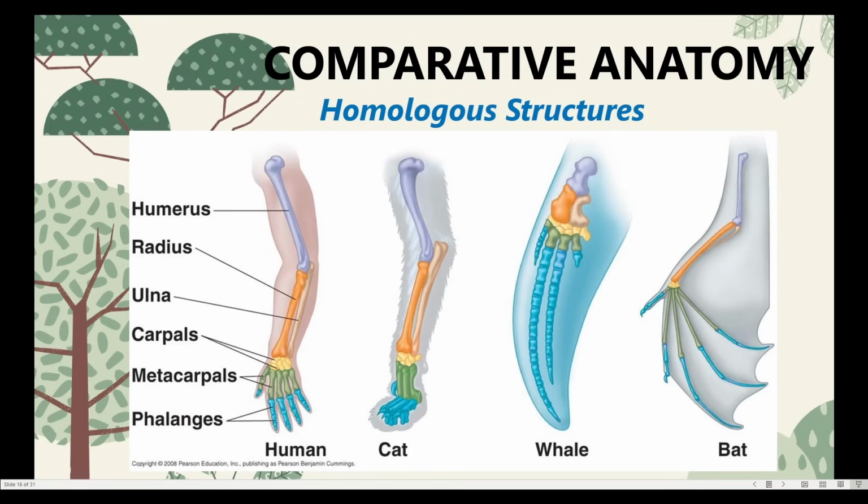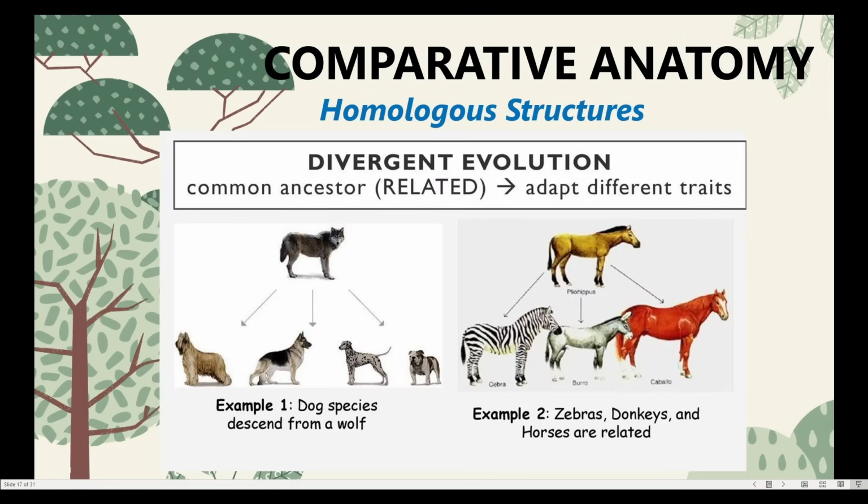Homologous structures is related to a concept we call divergent evolution. Divergent evolution simply tells us that although specific species have common ancestors, they adapt different traits. For example, on the left side of the screen, we can say that all dog species came from wolves. But then, we have different dog breeds. We have different dog species. Similarly, zebras, donkeys, and horses are related, but they come from only one ancestor.